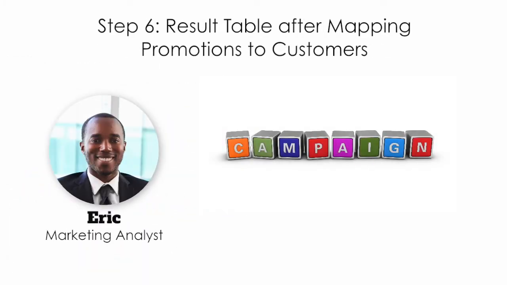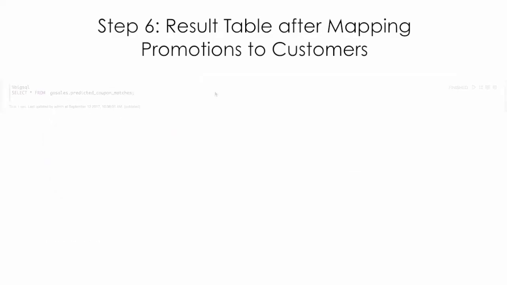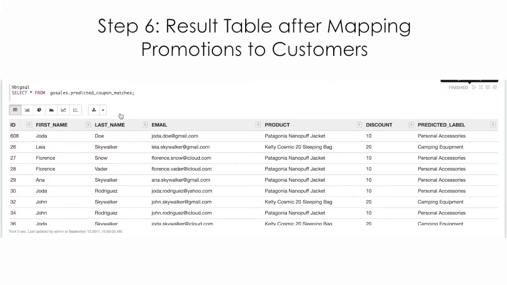Let's look at the result of the execution. In the result, we can see that Joda Doe is the customer with email address joda.doe@gmail.com, is predicted to be interested in personal accessories, and thus we map her to Patagonia Nanopuff jacket that is on 10% discount. Now we are all set to send out these promotions.